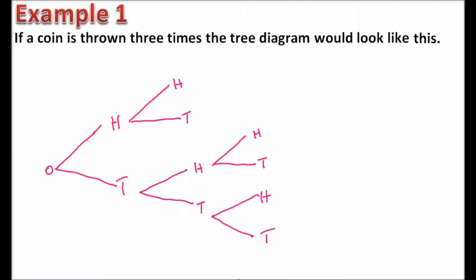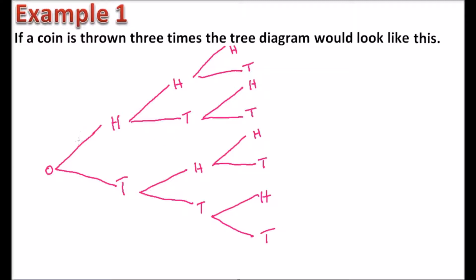We come to this other branch. The first time you get a head, second time you get a tail, the third time you can get a tail or a head. Then this upper one: the first time you get a head, second time you get a head, the third time you get a head or a tail. So this is what we call the tree diagram.